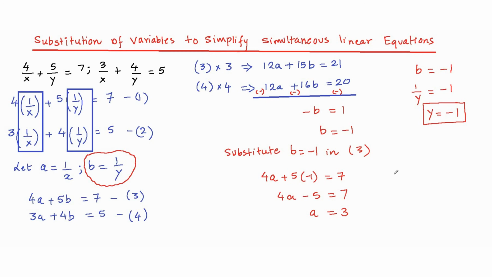But is a my original variable? No, a is not my original variable. My original variable is x. So I know that a is equal to 3. But what is a? If you take a look at the original substitution, a is 1 by x, which means 1 by x is equal to 3, which implies x equals 1 by 3. Therefore, the value of x is 1 upon 3.